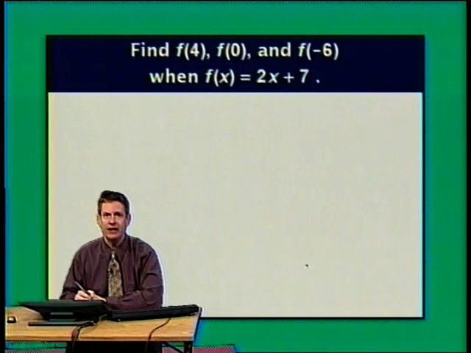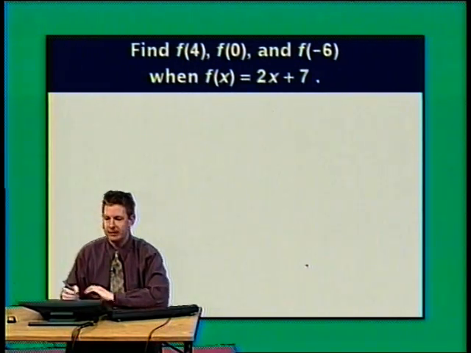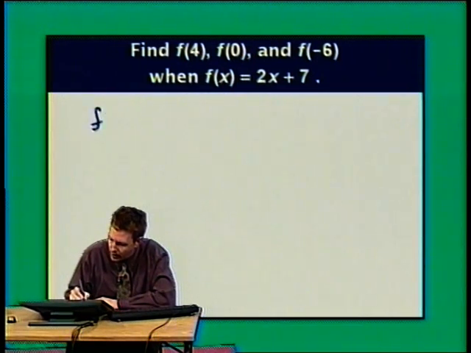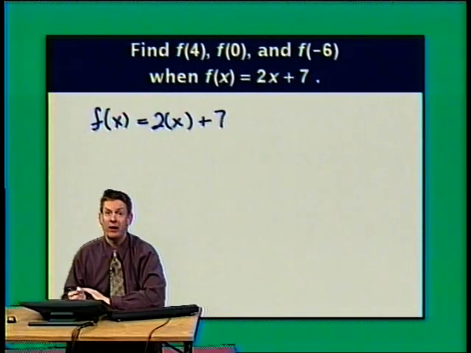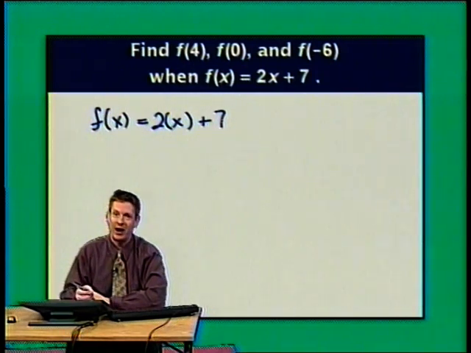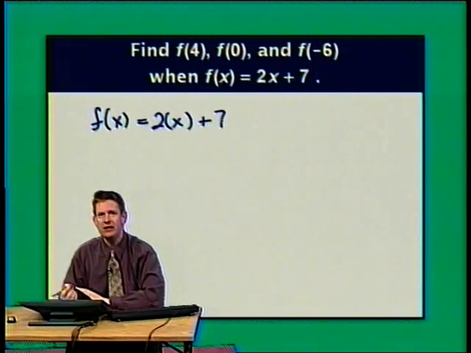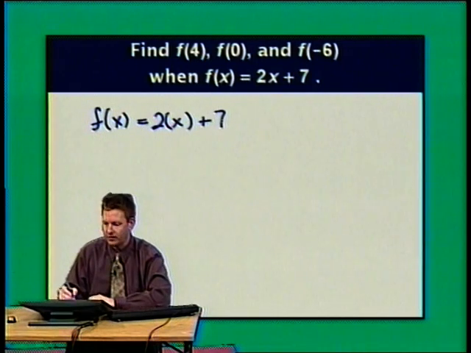Let's find these 3 function values for the formula f of x equals 2x plus 7. It might help you to go ahead and write down an expression of this formula where x is in parentheses, just to help you visualize that whatever number you write in the parentheses on the left, you need to write the same number in the parentheses on the right.